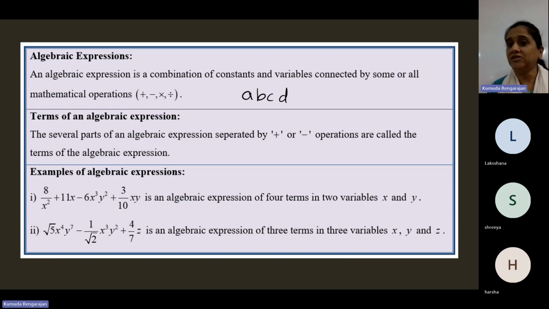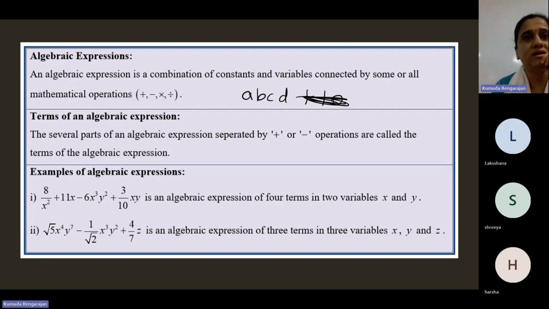So it's not mandatory that there should be a constant also. You cannot ask me, where is the constant here? It's okay. This is an algebraic expression. You may or may not have the constant there. So it can be like this, or even if this part is not there, it's still an algebraic expression. So ABCD is an algebraic expression, and it's an algebraic expression having 4 different variables, A, B, C, and D.